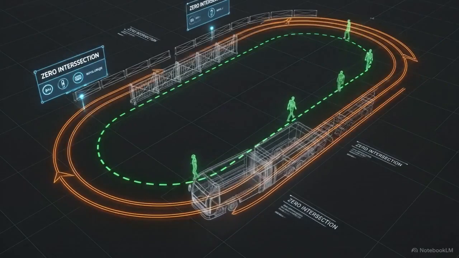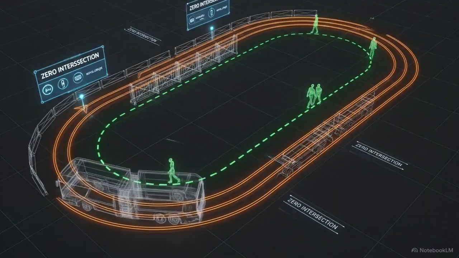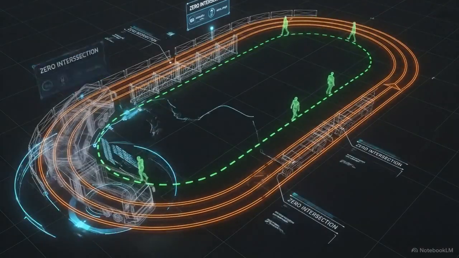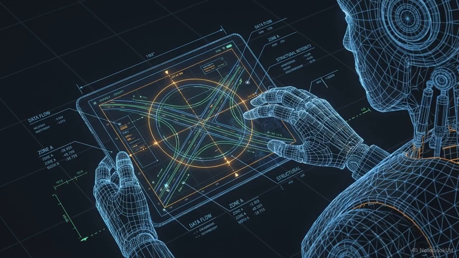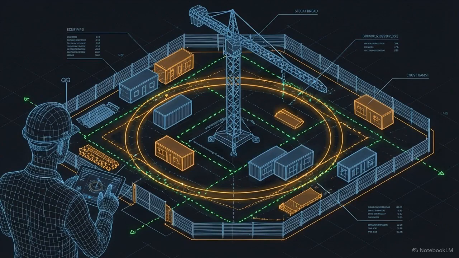Perform your final success check here. Look at your map and ensure the dashed green pedestrian lines never intersect with the solid orange delivery loop. Mapping these flows visually proves your layout can process hundreds of tons of material and dozens of workers daily without creating a single operational bottleneck.